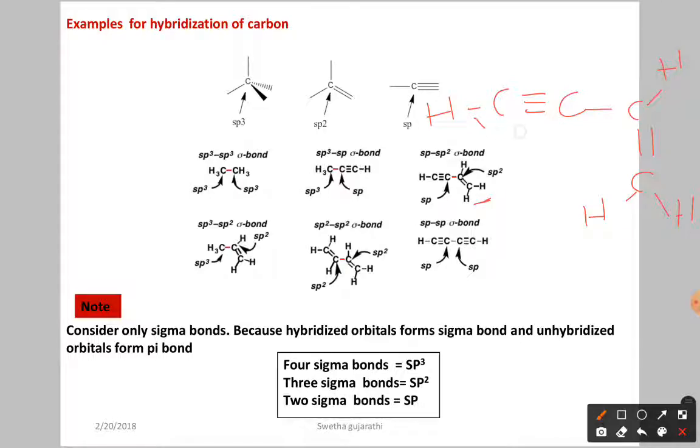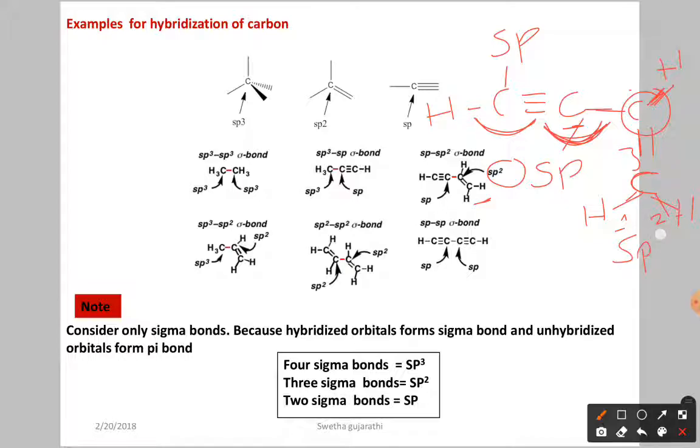Now this carbon has 2 sigma, so the hybridization is sp. Now let us see this carbon. Here we have 2 sigma bonds, so again the hybridization is sp. Here this is first sigma, second sigma, third sigma. So 3 sigma means hybridization sp2. Now let us see here. Again we have 3 sigma, so hybridization is sp2. So this is the carbon having sp2.